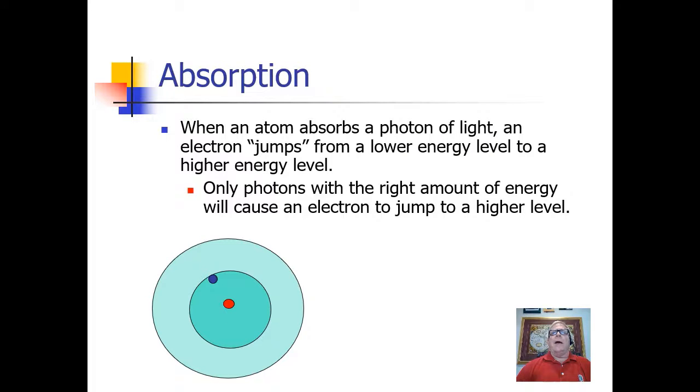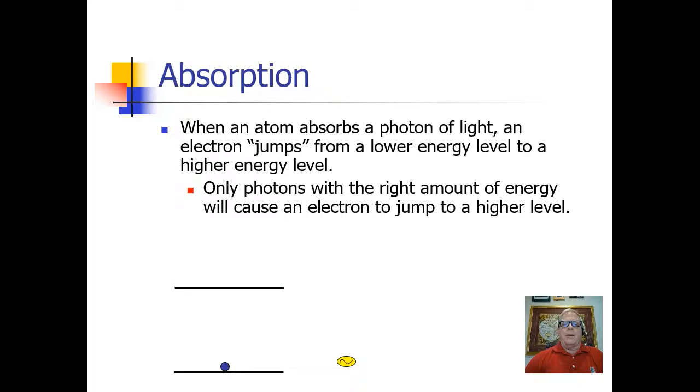So, when an atom absorbs a photon of light, what's happening is an electron is jumping from the lower energy level to the higher energy level. But because the energy levels are certain distances apart in energy, only photons with the exact right amount of energy will cause an electron to jump up to the higher energy level. Here I'm picturing it with our lines model of the energy levels.